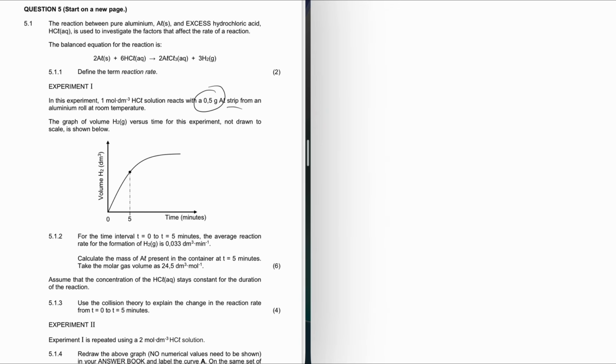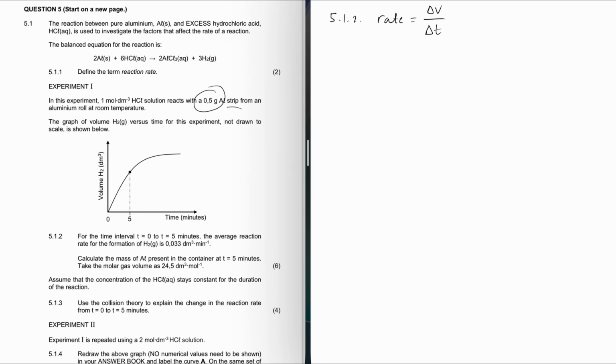Question 5.1.2, they tell us for the time interval 0 to 5, the rate of the reaction, or the rate of formation of H2, is 0,033 dm cubed per minute. Calculate the mass of aluminium present in the container at 5 minutes. Take the molar gas volume as 24,5 dm cubed per mole. So for 5.1.2, we'll start off by using the rate formula. So rate is equal to the change in the volume divided by the change in the time. Now, basically, it's the gradient.